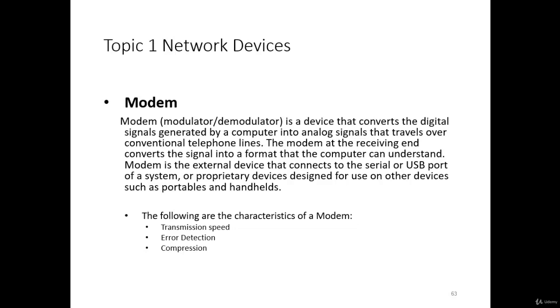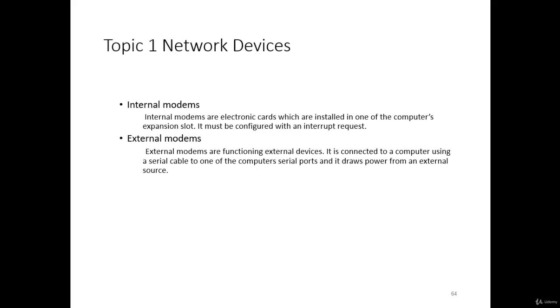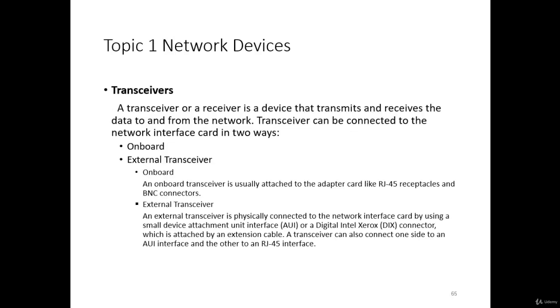The following are the characteristics of a modem: transmission speed, error detection, and compression. Internal modems. Internal modems are electronic cards which are installed in one of the computer's expansion slots. It must be configured with an interrupt request. External modem. External modems are self-functioning external devices. It is connected to a computer using a serial cable to one of the computer's serial ports, and it draws power from an external source.